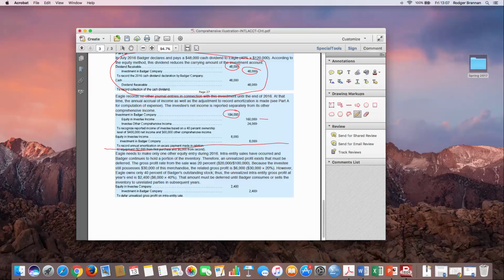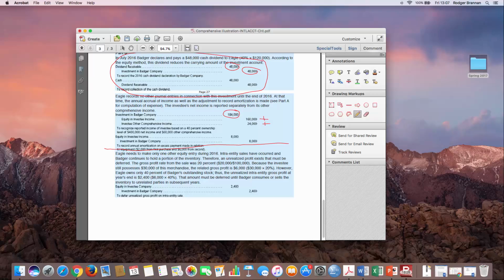However, when it comes to distinguishing the elements of the income statement, you have to make a distinction. First, the 160,000 will show up as its portion of Badger's net income. And so on the part of Eagle, that will show up as part of its calculation of net income.